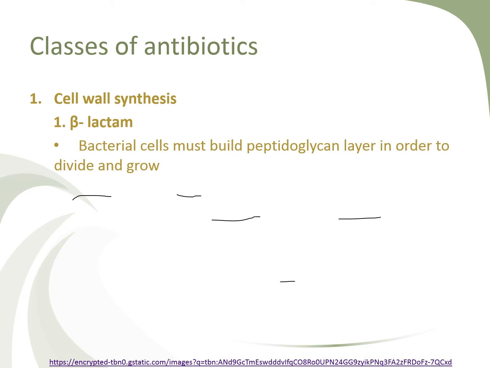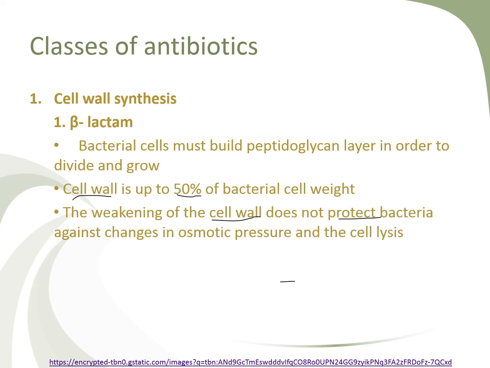So, bacterial cells must build the peptidoglycan layer in order to divide and grow. If the bacteria do not do that, they will not be able to divide and grow. The cell wall is up to 50% of bacterial cell weight, so it's a huge part of the bacteria.